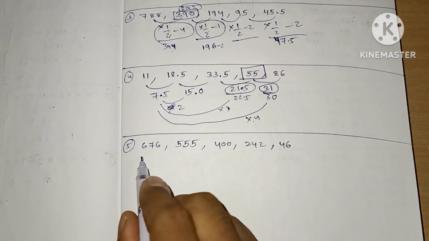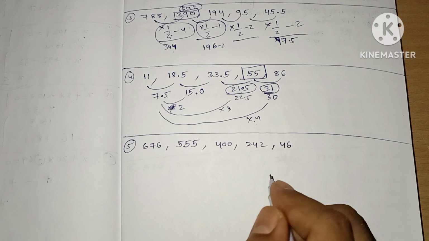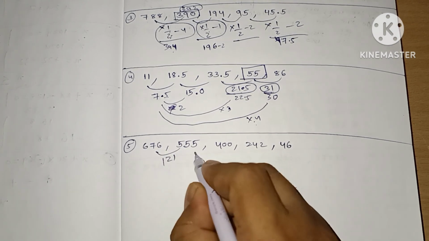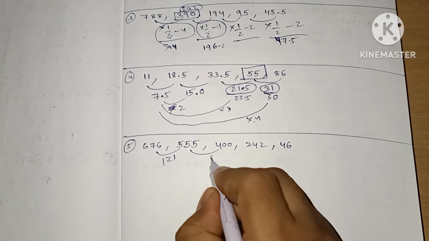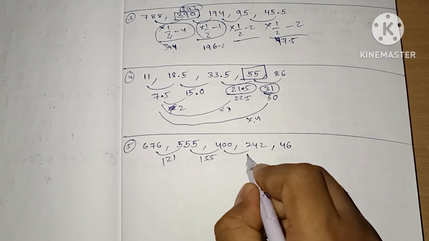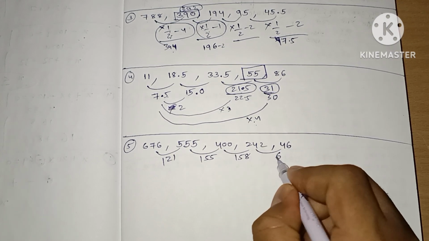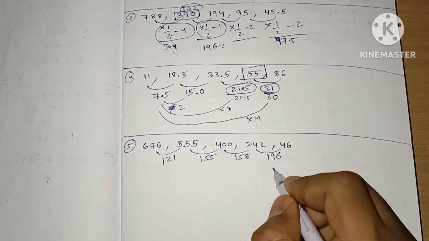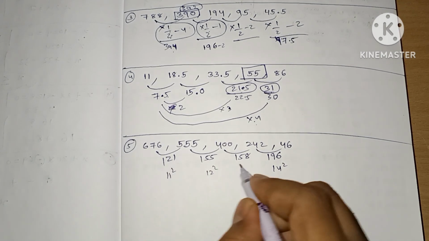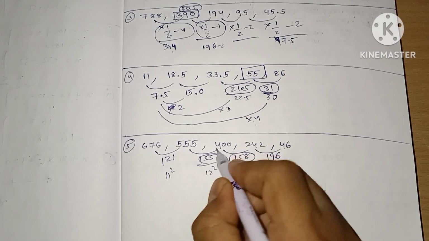Next one. These numbers are in decreasing order, so we'll go with the differences. Here the difference is 1, 2, 1, 121. Here the difference is 5, 5 and 1. Here the difference is 8, 5, 1. Here the difference is 6, 9 and 1. This is 14 square. This is 11 square. So it must be 12 square and this must be 13 square. These two are wrong numbers. So wrong number is this one.